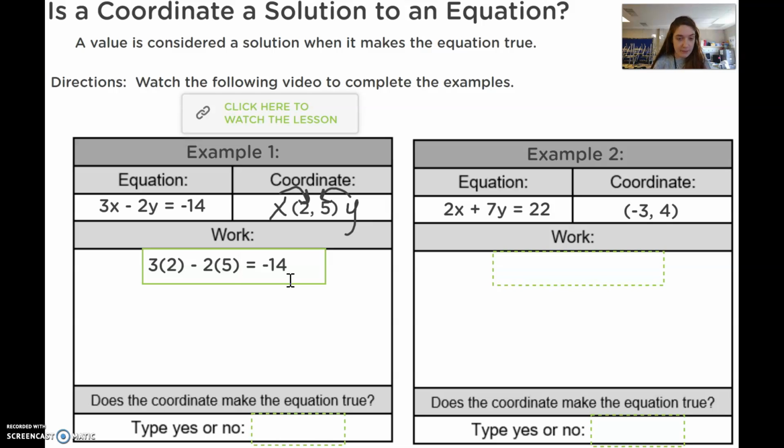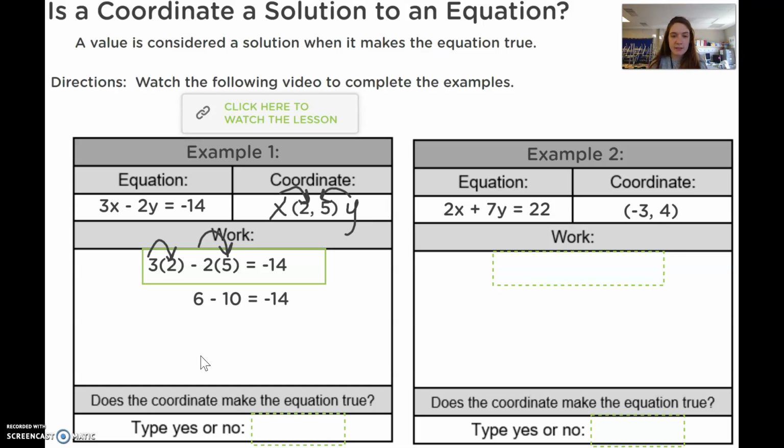We're going to test to see if this coordinate makes the equation true. True means that the equal sign is true, that this is a true equation. I don't see any variables to solve for, so I'm just going to follow order of operations. I see parentheses, so the first thing I'm going to do is multiply the 3 times the 2 and the negative 2 times the 5. 3 times 2 I can rewrite as 6, and negative 2 times 5 gives me a negative 10. And then we still have negative 14 after the equal sign. We're still trying to see if this is true.